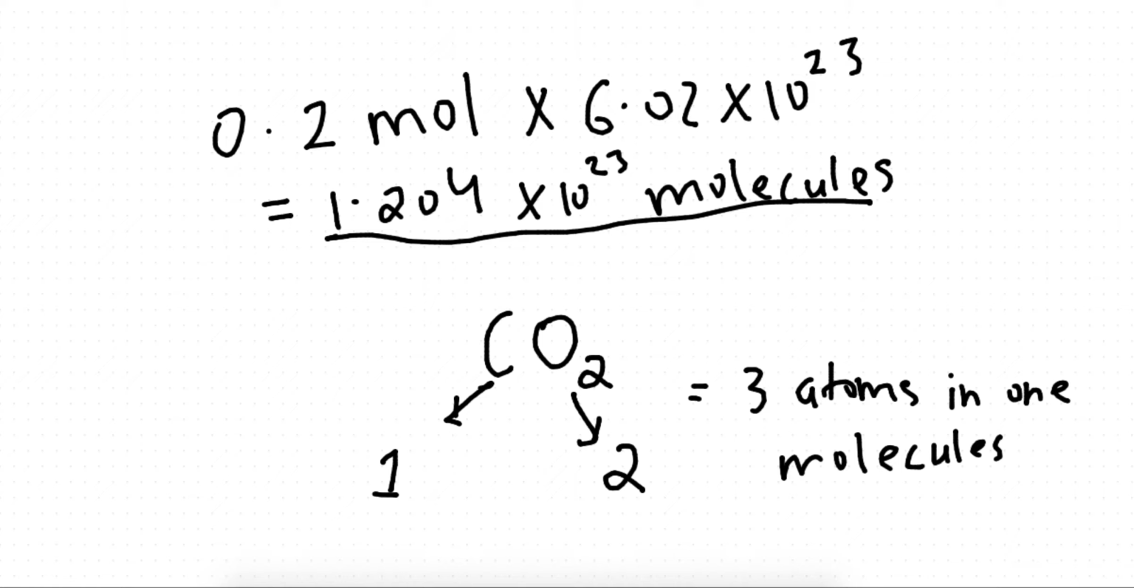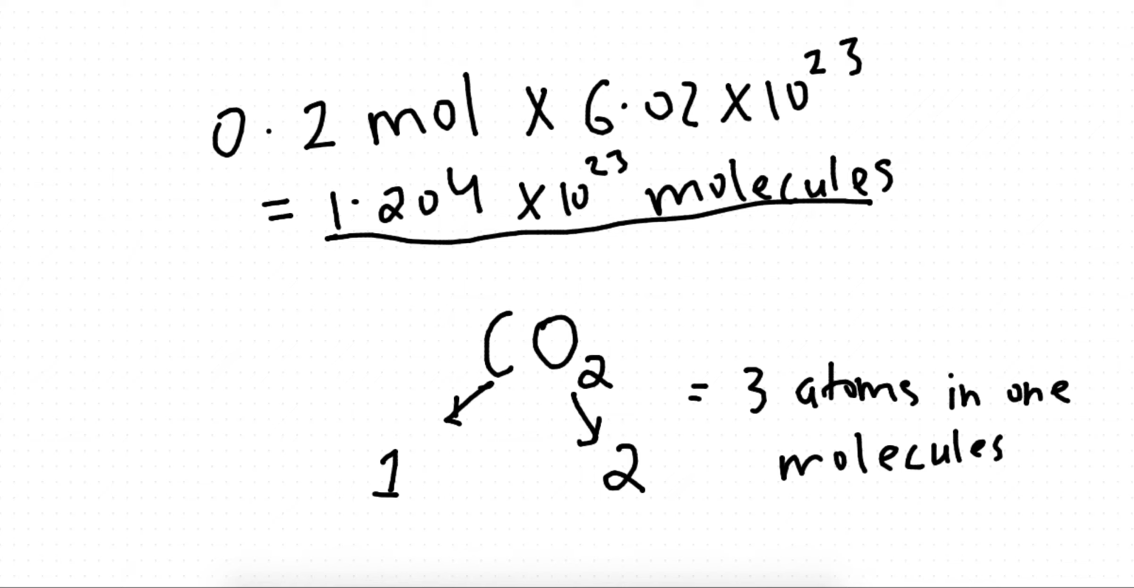Nothing wrong with that. So if you were to do it separately, 1.204 times 10 to the power of 23 times 2 for 2 oxygen atoms, you get 2.408 times 10 to the power of 23 oxygen atoms. As far as carbon atoms are concerned, you still have 1.204 times 10 to the power of 23 times 1, because we only have one atom of carbon. So we get 1.204 times 10 to the power of 23 carbon atoms. Does that make sense, guys? You can also multiply it by 3 to find the whole thing, or you can break it up into 2.